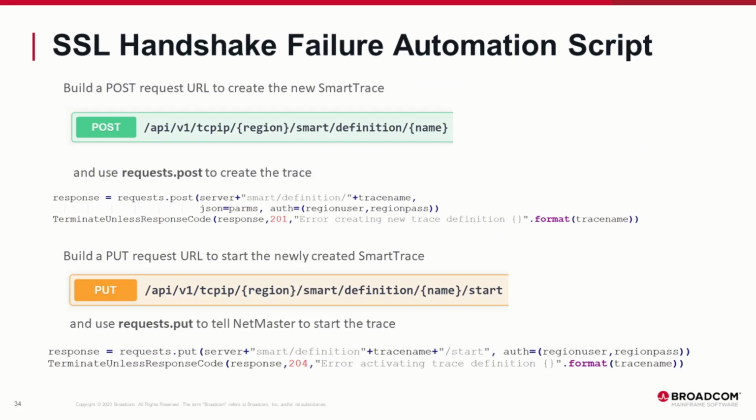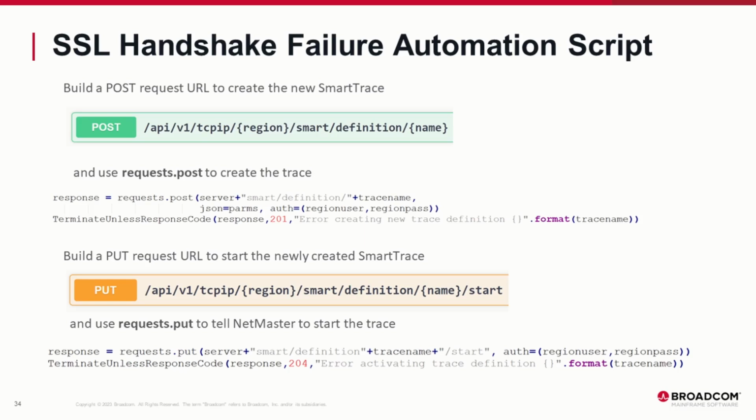Your Python script will use the Python request library to issue a POST request to the NetMaster API server to create the trace and a PUT request to start the trace. Our REST API is publicly available and well documented. Simply call the endpoints, indicating which region name and trace name you'd like to use, and provide a username and password. For the POST request, pass along the JSON parameters you built in your script. Verify that you get the expected response codes from the API server and watch the magic happen.